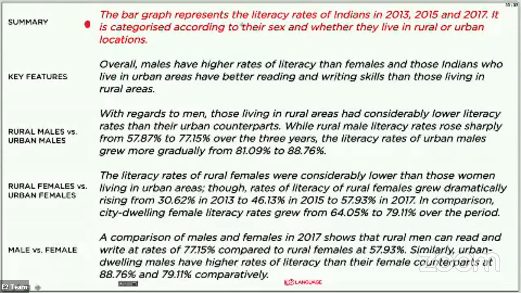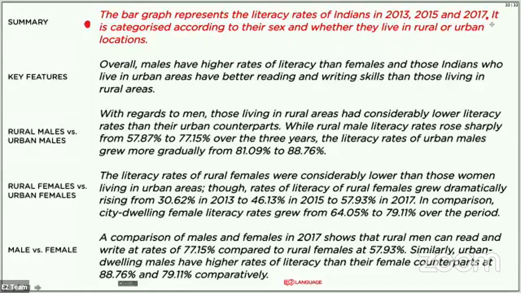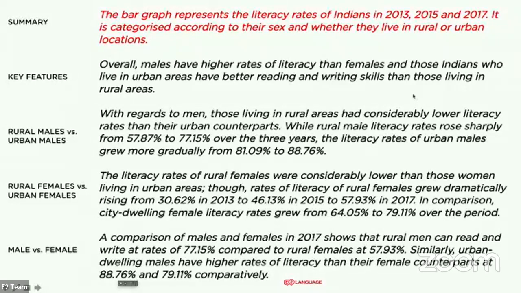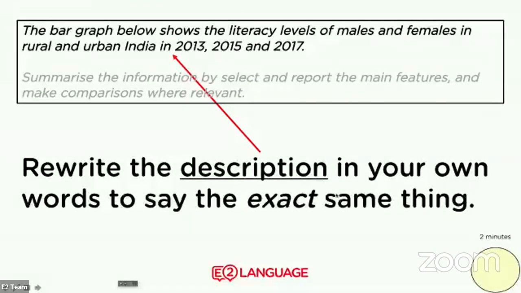So the bar graph represents the literacy rates of Indians in 2013, 2015, and 2017. That's the essential information. Then I started a new sentence here and I said, the bar graph is categorized according to their sex and whether they live in rural or urban locations. So then I put the additional category information in the second sentence, and I think that's an excellent sentence. So I want you to rewrite this sentence here in your own words to say the exact same thing. You have 2 minutes. You may want to write 2 sentences. Your time starts now.